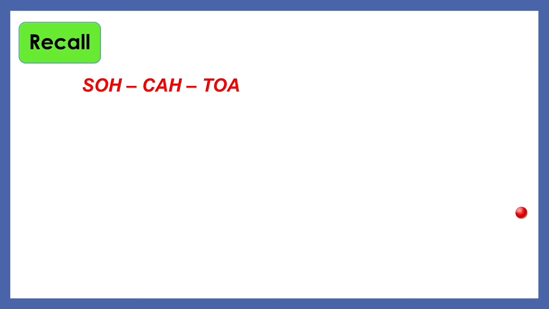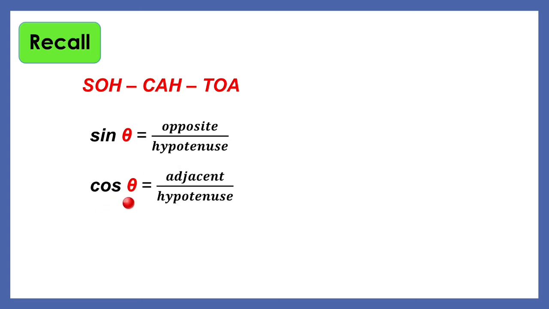Bago tayo dumako sa ating topic na trigonometric ratios of special angles, balikan muna natin yung mnemonics na ginagamit to remember the equations. The first mnemonic is the SOHCAHTOA. SOH stands for sin theta equals opposite over hypotenuse. Yung CAH stands for cosine theta equals adjacent over hypotenuse. TOA stands for tangent theta equals opposite over adjacent.